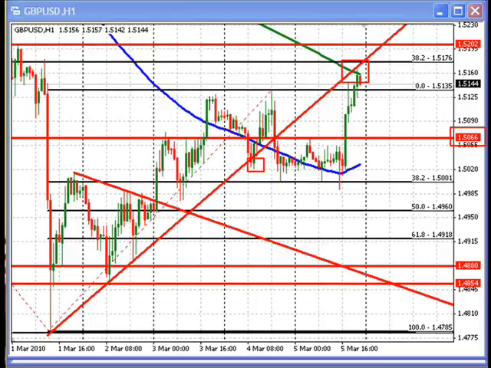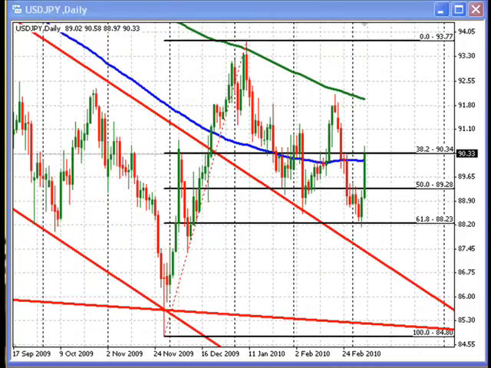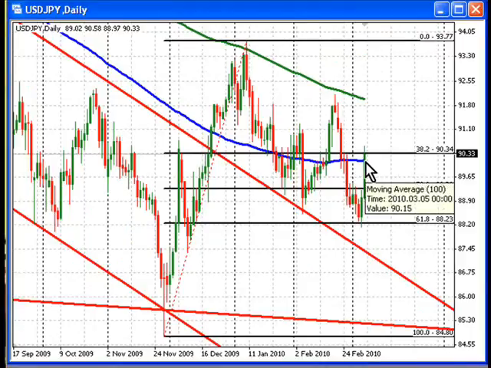Let's look at the dollar versus yen. Here we do have the 100-day moving average, which comes in at the 90.15 level. The market is trading at the close of the week at 90.33, which is bullish for that currency pair, being able to close back above the 100-day moving average.